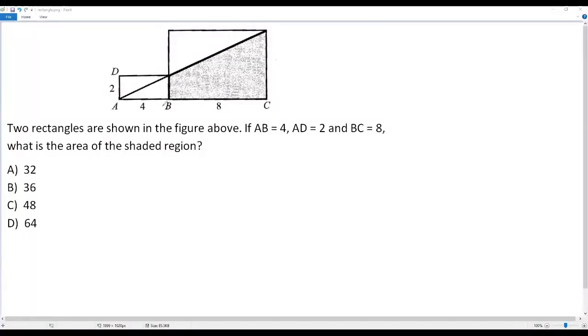Under a SAT math problem, there is a figure given over here. Two rectangles are shown in the figure above. If AB equals 4, AD equals 2, and BC equals 8, what is the area of the shaded region? So we have to find the area of the shaded region.